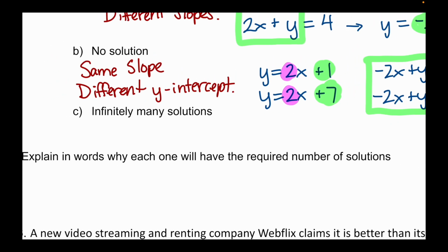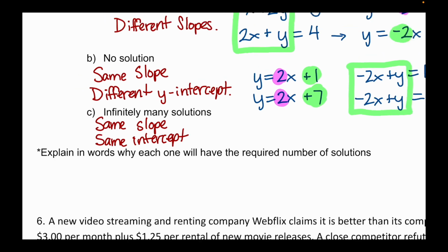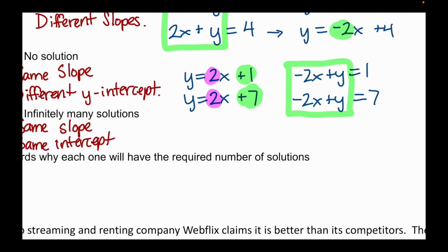And then infinitely many solutions is a little bit different. These ones would have same slope and the same y-intercept. And it would be a little too easy if I just wrote this all in slope-intercept form. So I'll give you an example of what it looks like in standard form, because those ones are sometimes a little harder to see.